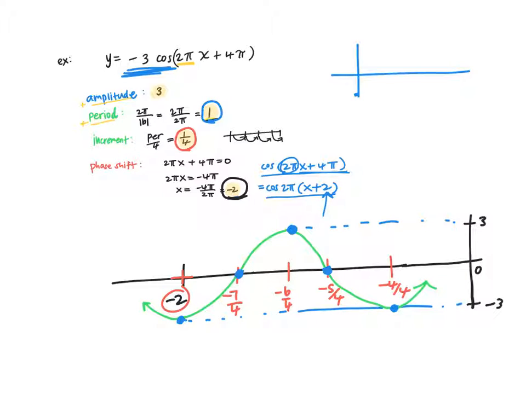I want to mention here, when you are stating your phase shift, you can either just say x equals -2, or you can say left 2, or you can say -2. Those will mean the same thing for me.